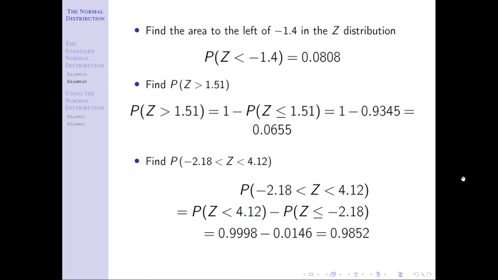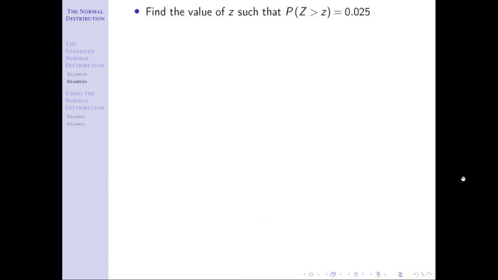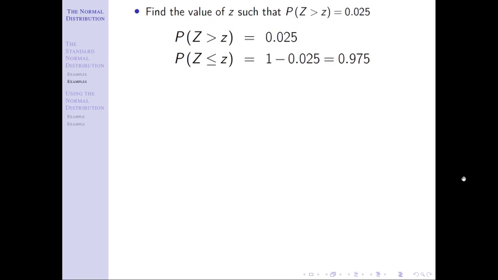Then we have a series of examples that work the other direction. Find the value of z such that we have a greater than probability equal to 0.025. As before, this is a greater than, so I need to work with complements and look up the value closest to 0.975 in the table, and that would be 1.96.